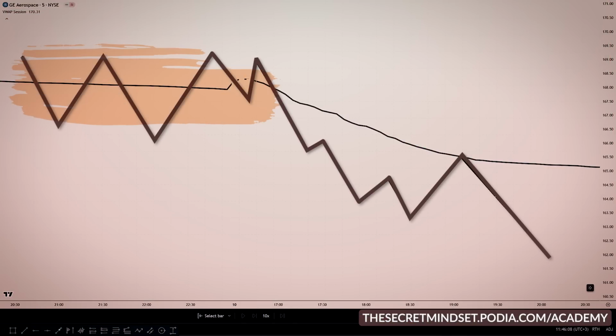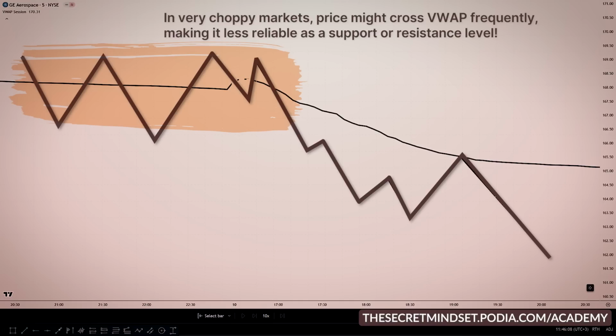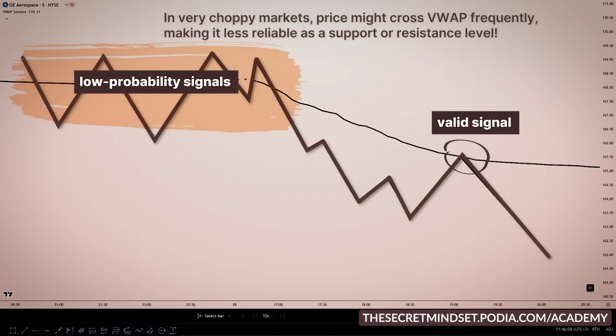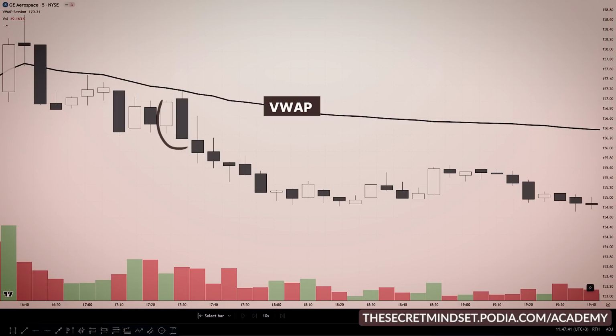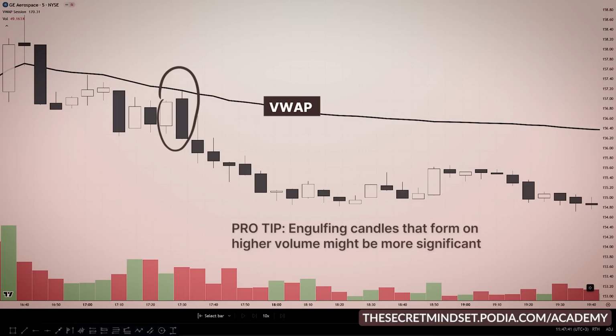Very important, market conditions can affect the effectiveness of your scalping results. In very choppy markets, price might cross VWAP frequently, making it less reliable as a support or resistance level. You don't want to see the line being tested in recent candles. For more advanced traders, you might consider incorporating additional factors. For example, volume analysis. Engulfing candles that form on higher volume might be more significant.